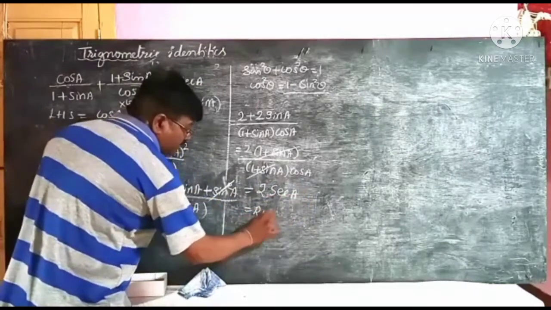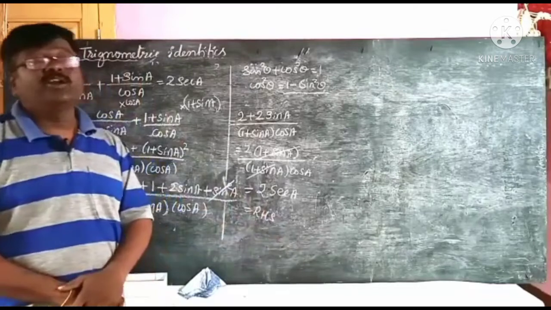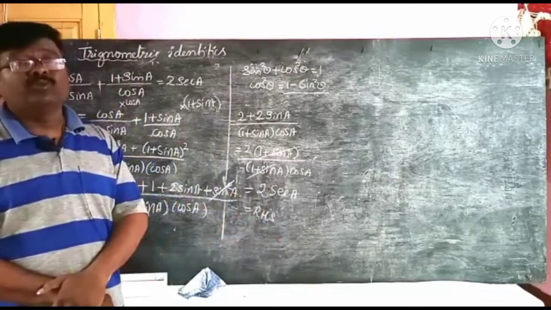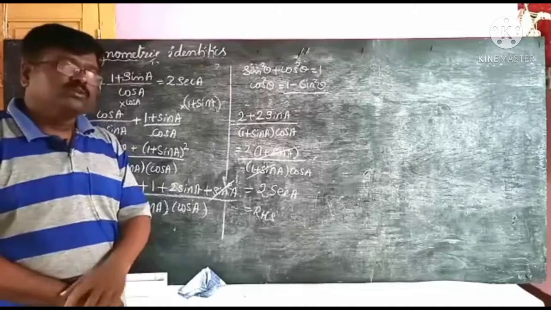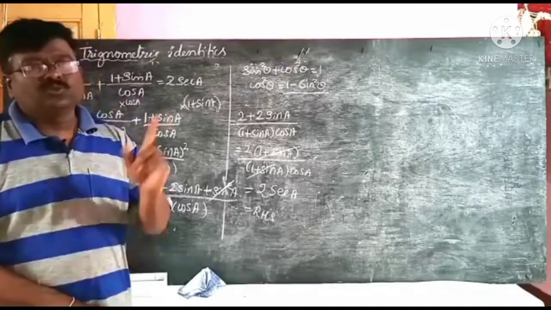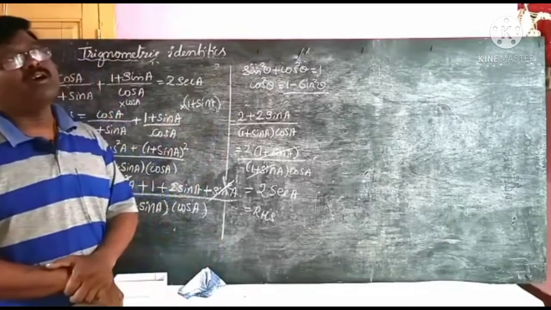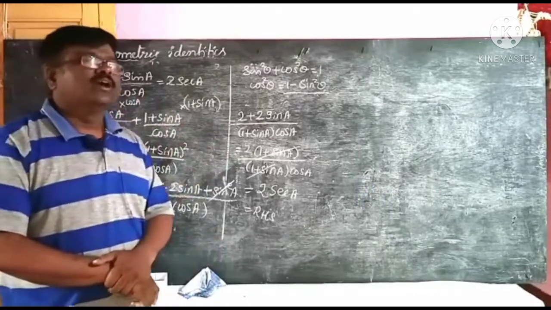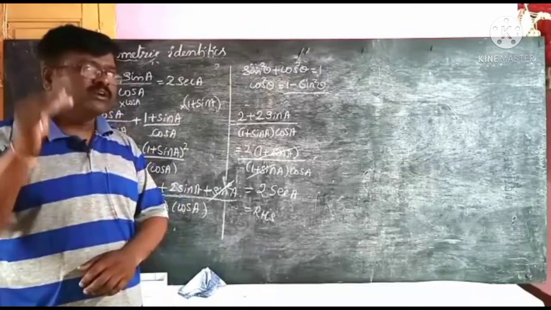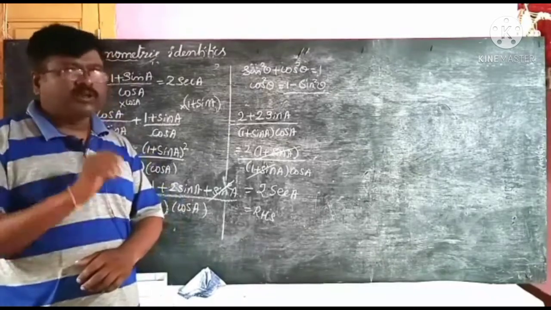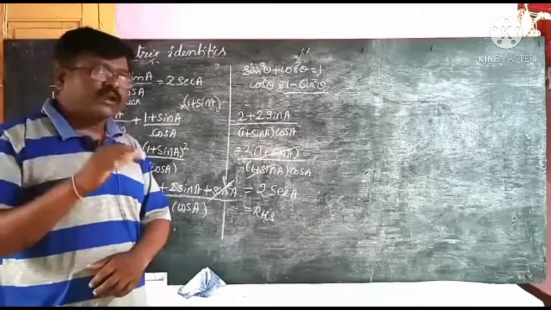LHS is equal to RHS. Likewise, we are solving trigonometric identities problems. There are 5 steps. In each and every step, it comes to sin, cos, tan, cot, cosec or secant. And the next is trigonometric identities. In each and every step you can check trigonometric identities and algebra identities, and whichever applies, you can apply it.